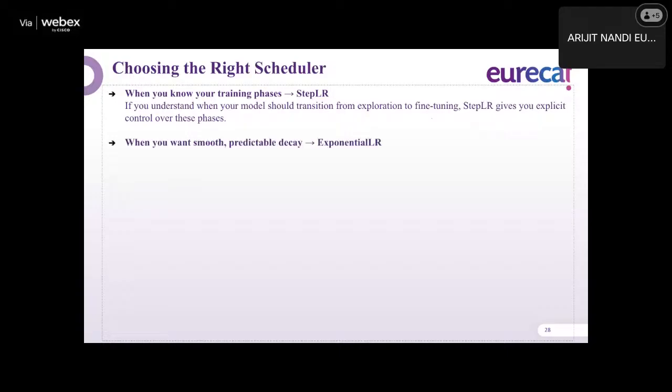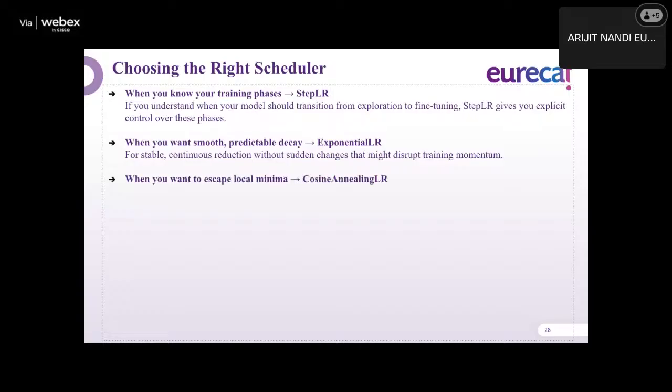When you want smooth and predictable decay, utilize exponential LR. Continuous reduction without sudden changes. Sudden changes actually disrupt the training momentum and it jumps from here and there. When you want to escape the local minima, utilize the cosine annealing approach.